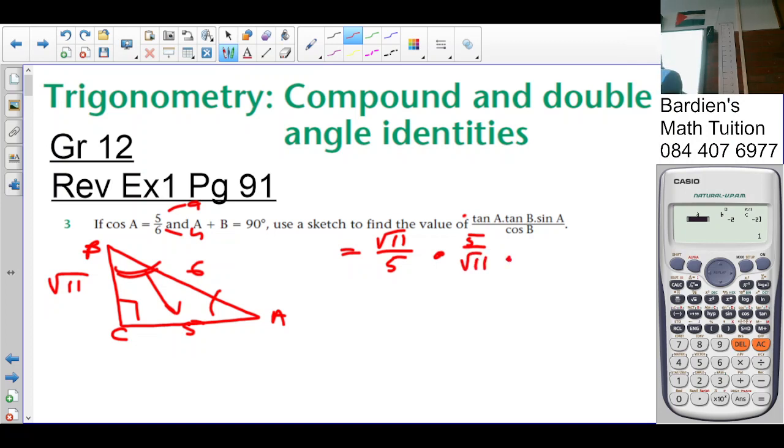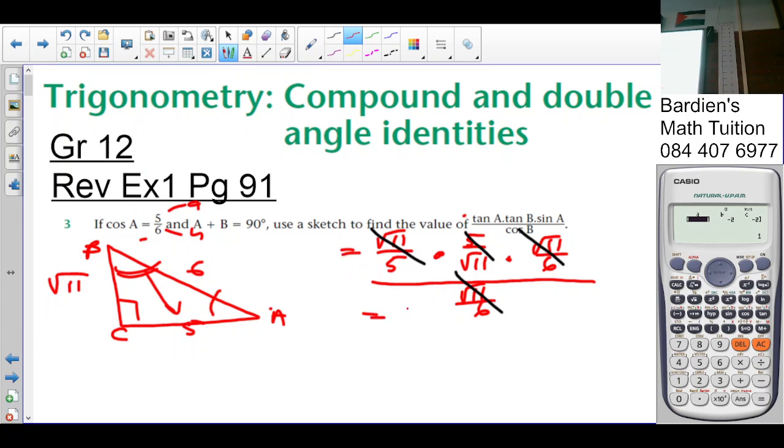And now we must use the angle A again. Cos of A is adjacent, sine of A is opposite over hypotenuse, and this is all over cos of B. So again, we must use angle B. Cos is adjacent, which is root 11, over hypotenuse, which is 6. So when you look at this here, that all cancels. Leaves you with an answer of.